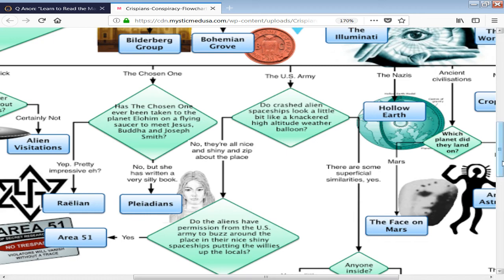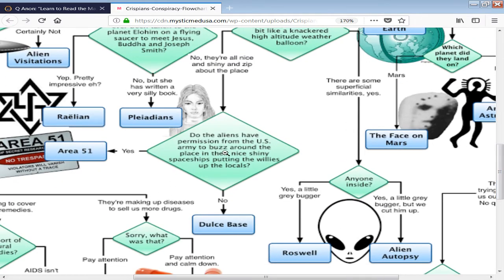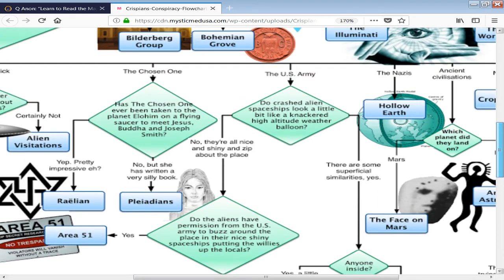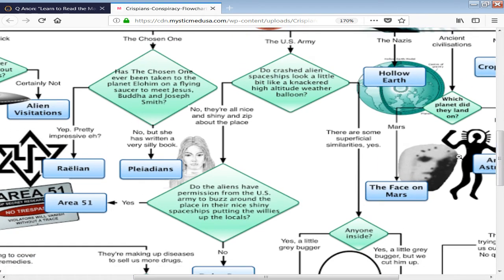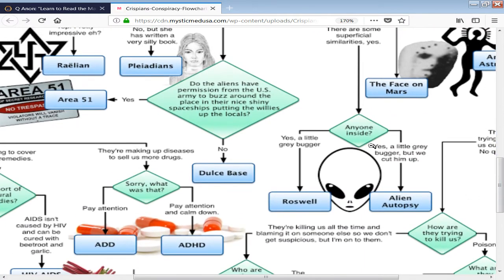And then, of course, that takes you on to here. Do aliens have permission from the U.S. Army to buzz around the place in their new shiny spaceships, putting the willies up all the locals? If you say yes, Area 51. If you say no, Dulce Base. Pretty much the same damn thing. So let me go up here. If you say no, there are some superficial similarities, yes. And then you go in here to anyone inside, yes, a little gray bugger, Roswell. Yes, a little gray bugger, but we have cut him up, alien autopsy.